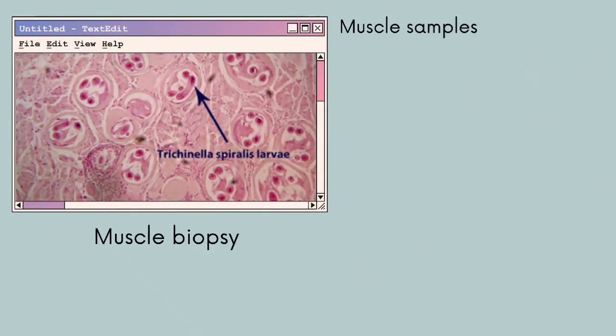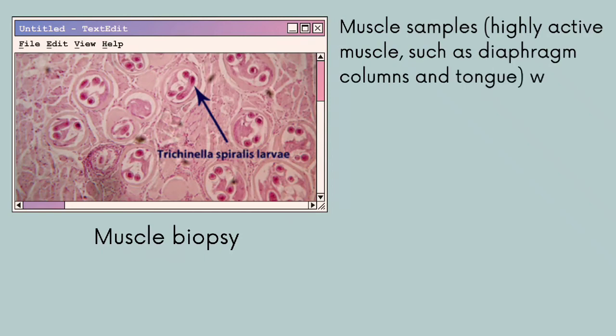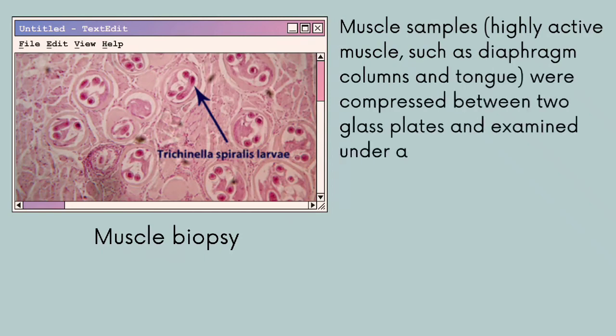The third one is the muscle biopsy, where a muscle sample is compressed between two glass plates and examined under a microscope at low magnification.